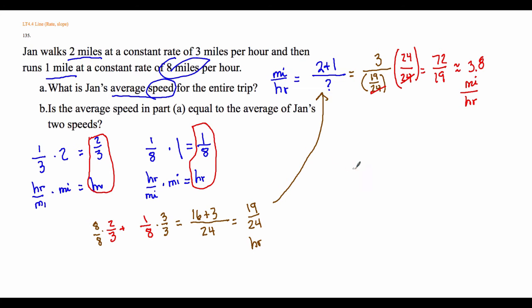And the last question is, is the average speed equal to the average of the two speeds? Well, one speed is 3 miles per hour and the other one is 8 miles per hour. If you add those together and divide by 2, that'll give you the average of those two speeds, and it's 11 over 2, which is 5.5 miles per hour. They are not the same. Wow.